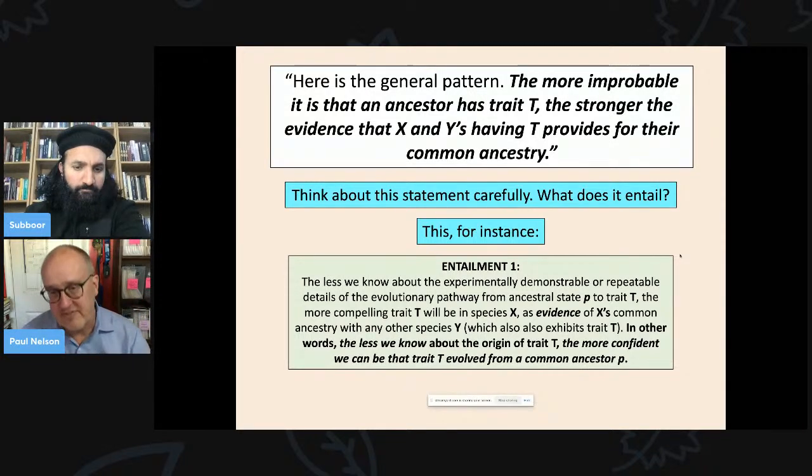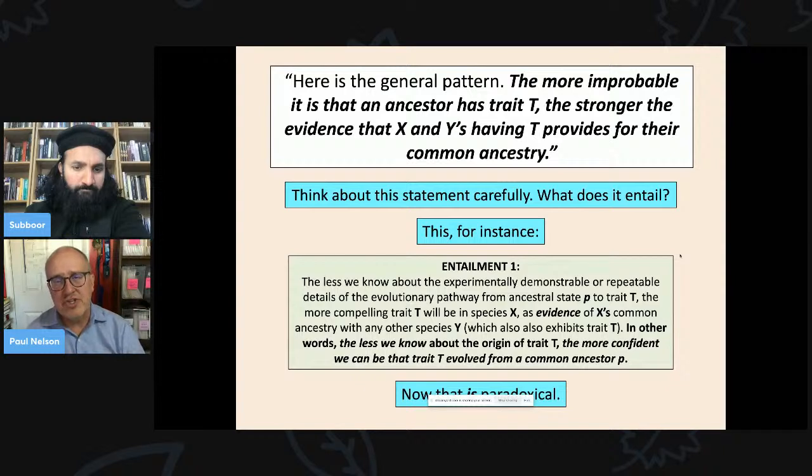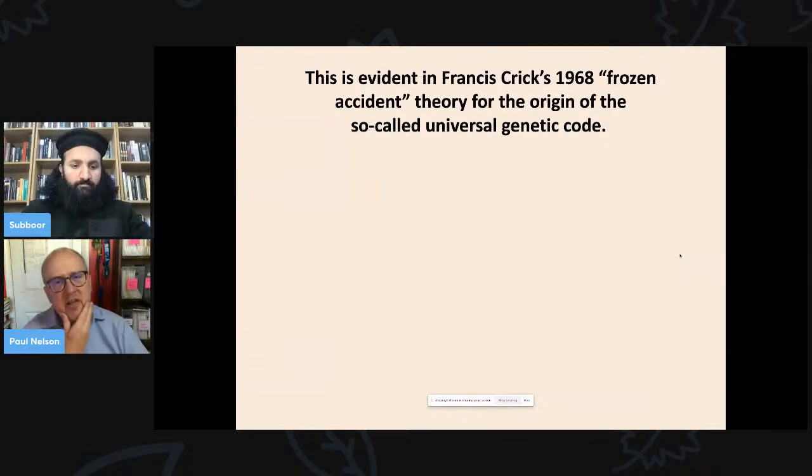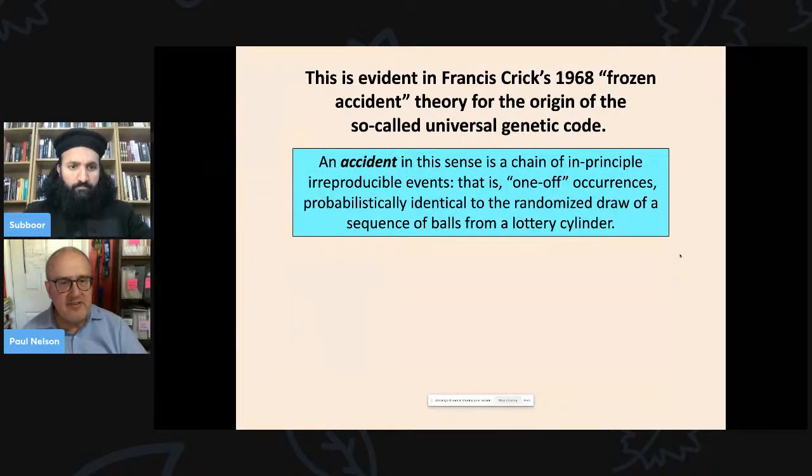Now, that is paradoxical, because what this says to evolutionary biologists is if you have a similarity in multiple species that you infer must have had a common ancestor, the less you know about how that trait evolved in the common ancestor or might have evolved in the separate species independently, the less you know, the more confident you will be that there must be common ancestry, okay? You can see this clearly in the literature about the origin of the so-called universal genetic code. So in 1968, in a widely cited paper, thousands of times cited paper by Francis Crick, he proposed what was called the frozen accident theory for the origin of the so-called universal genetic code.